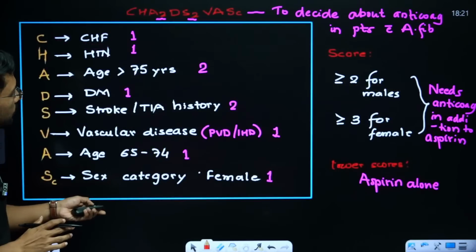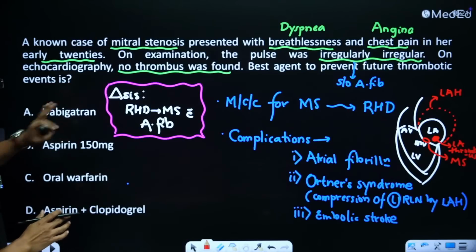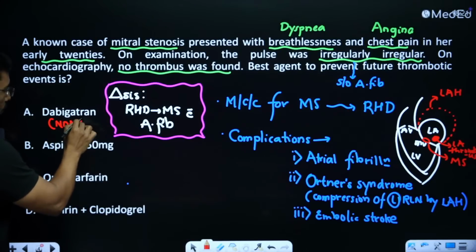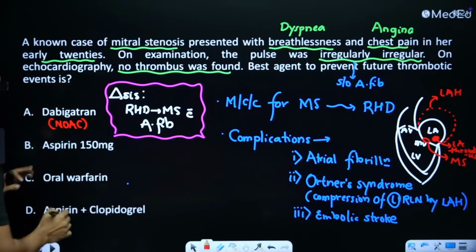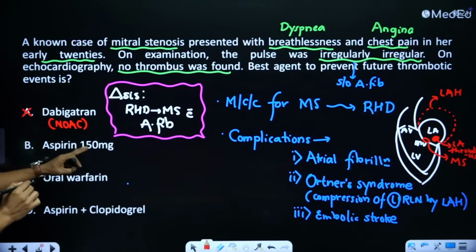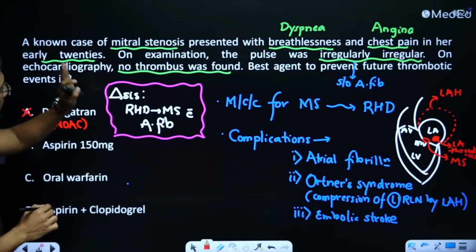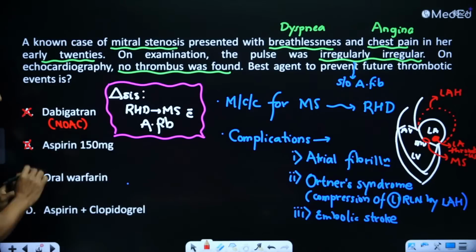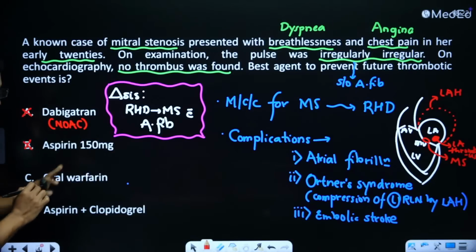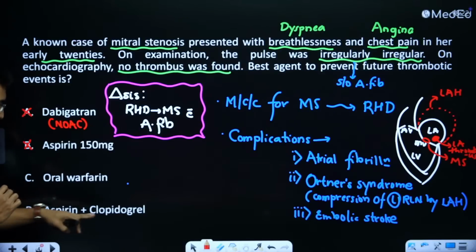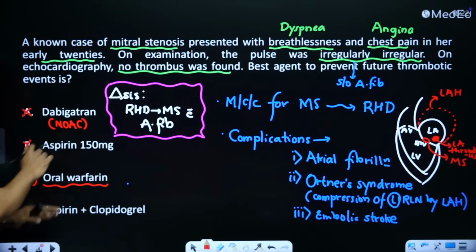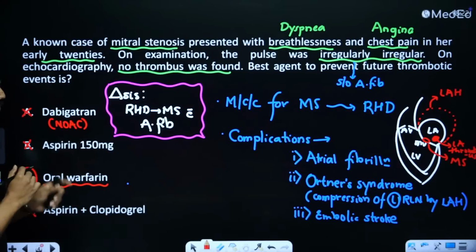So now what should be our answer for this question? Dabigatran is a newer oral anticoagulant, a NOAC. But because we are dealing with rheumatic heart disease, it can't be the answer. Aspirin alone, no. As I've already told you, if it is rheumatic heart disease or valvular heart disease, we have to start anticoagulation directly, not applying the CHA2DS2-VASc score. Aspirin plus clopidogrel is all antiplatelets, not adequate. So answer will be option C, oral warfarin. That will be our answer for this question.